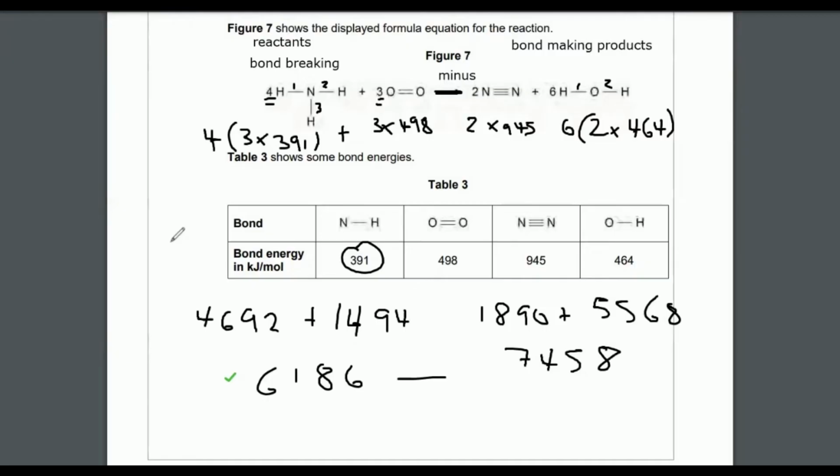And it's 7458. So we want to do 6186 minus 7458, and you're going to get a minus number, and that's correct because it means that more energy is released in bond making than was absorbed in bond breaking. So this is an exothermic reaction, and the answer is minus 272 kilojoules.